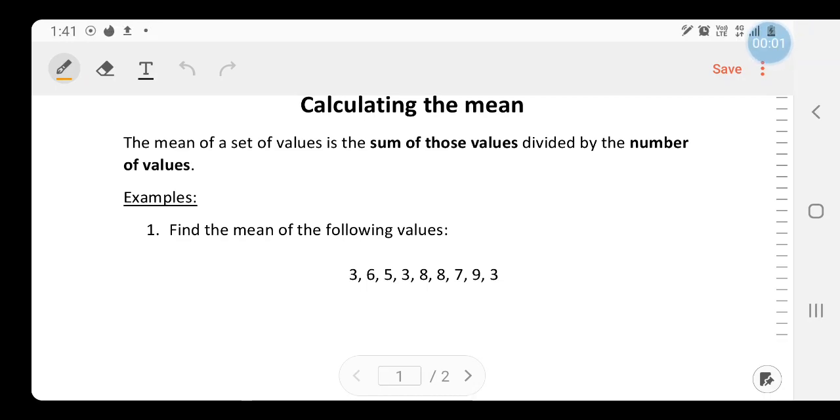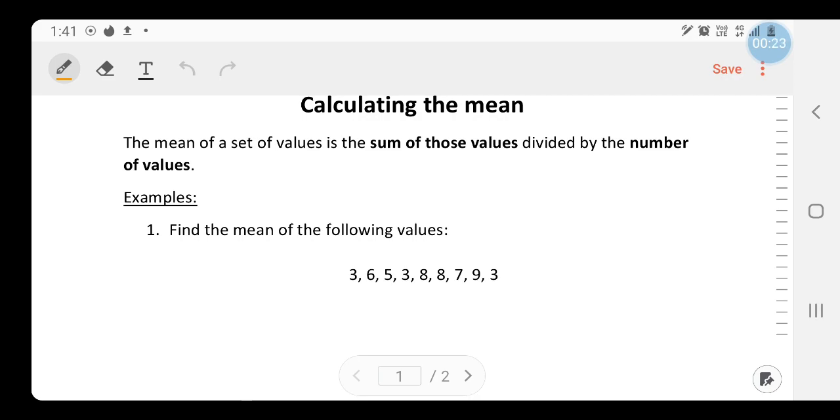G'day, Year 7s. Alright, today we are looking at calculating the mean of a set of values. Now, the first thing to understand is that mean is simply a fancy mathematician's word for average, and we all know what average means, okay? So how do you calculate the mean or the average?